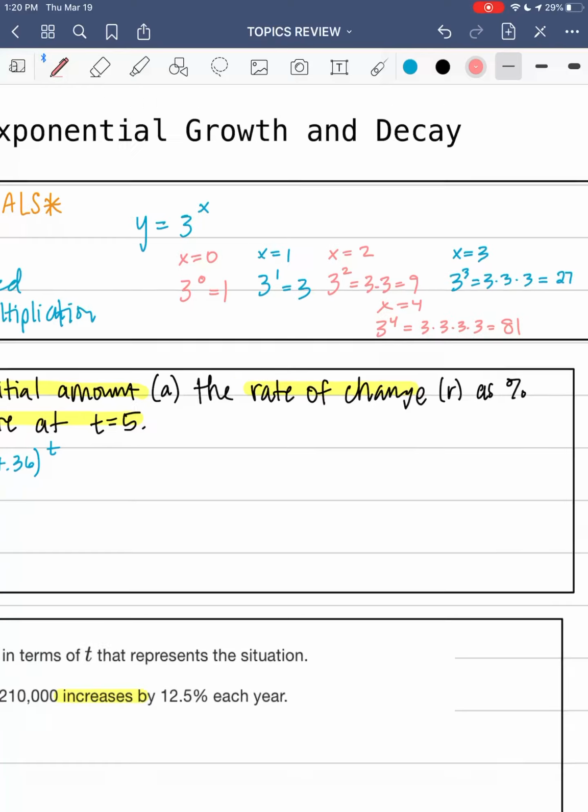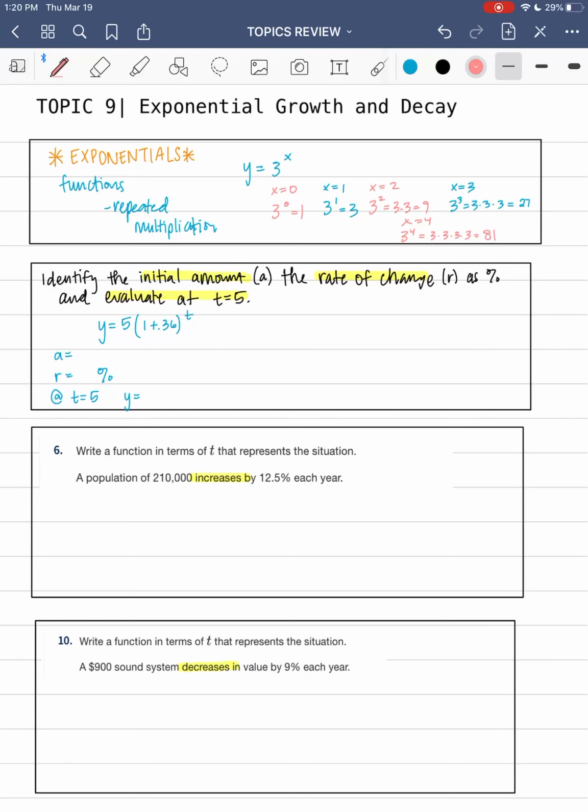You've probably been hearing a lot about exponentials recently because exponentials are how viruses spread, right? If one person gets sick and then they get 3 more people sick, and then those people each get 3 more people sick, and then those people each get 3 more people sick, it spreads really, really fast.